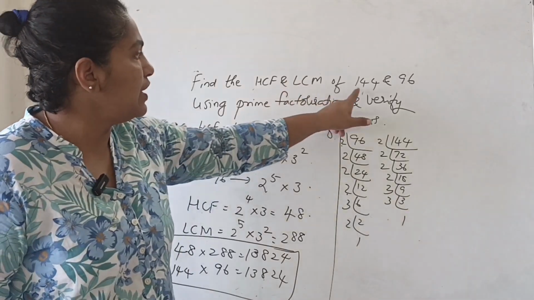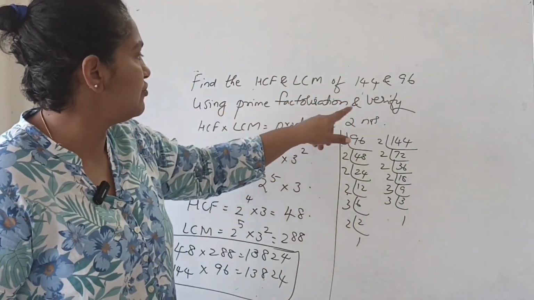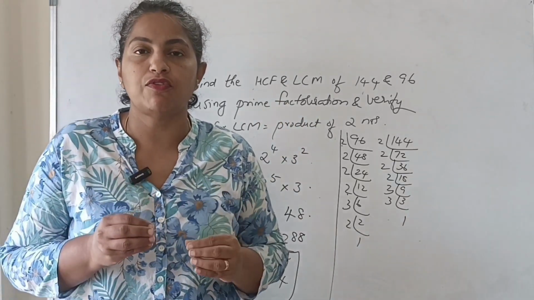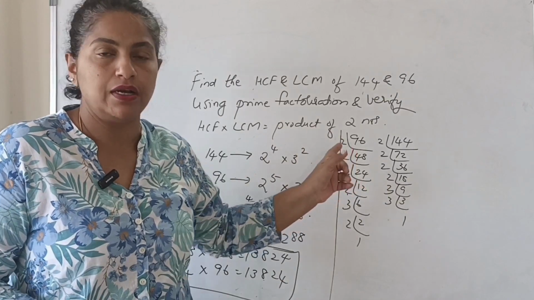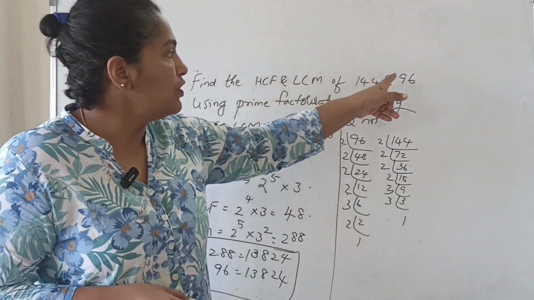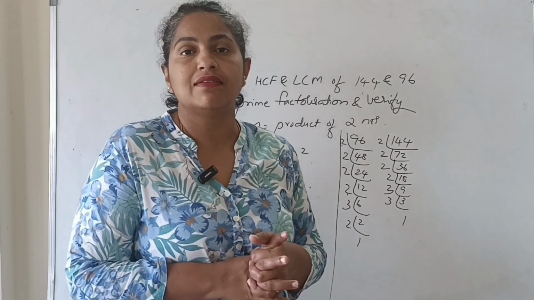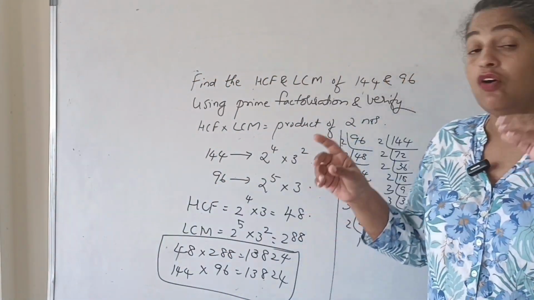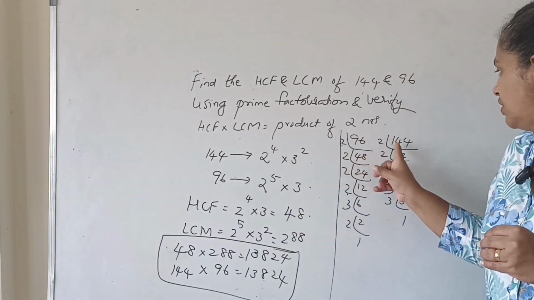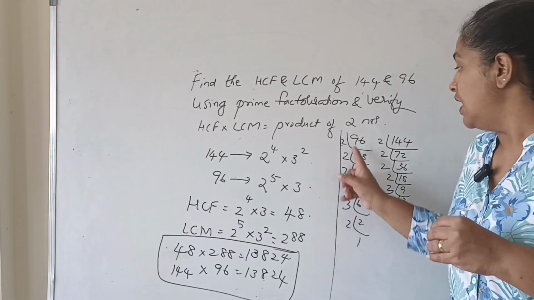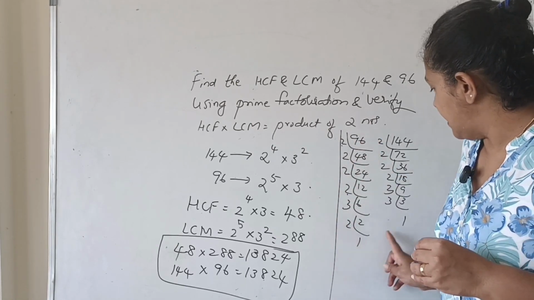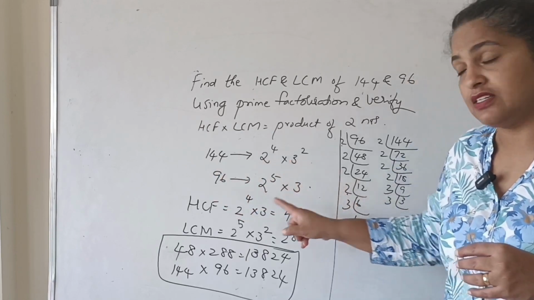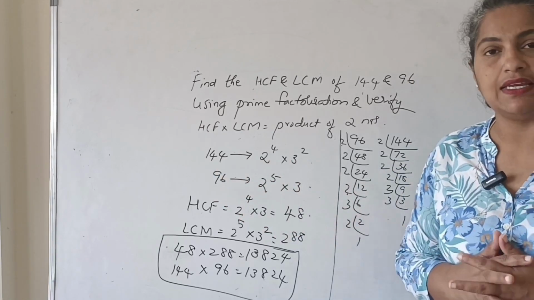Find the HCF and LCM of 144 and 96 using prime factorization and verify HCF into LCM is equal to the product of 2 numbers. So this is the basic type of sum that can come using this particular formula. In order to do that, for 144 and 96, we need to find the HCF and LCM using prime factorization. So for that I have to individually factorize or do the prime factorization of 144 and 96. After factorizing till I get 1, I have written down the prime factorization of 144 and 96.